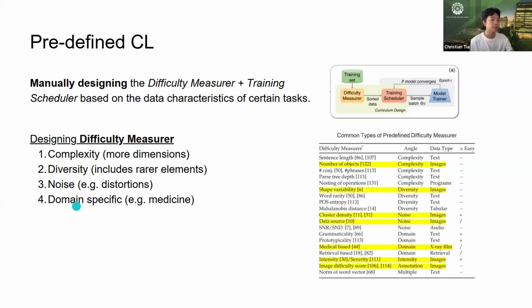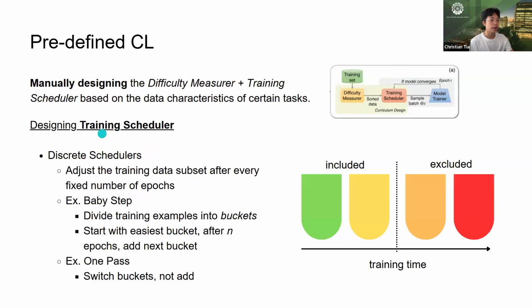Next, it could be domain specific. A good example of this is in medicine, where, let's say you were looking at X-ray films, and the doctor could define some characteristic of each image that would make it more difficult to diagnose, like contrast, or maybe the number of lesions in the image, etc. So for predefined CL, the researcher creating the model is the one that decides how you define the difficulty. And also, you decide how you define the scheduling of the training.